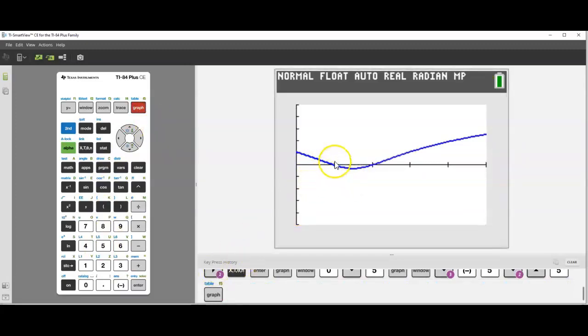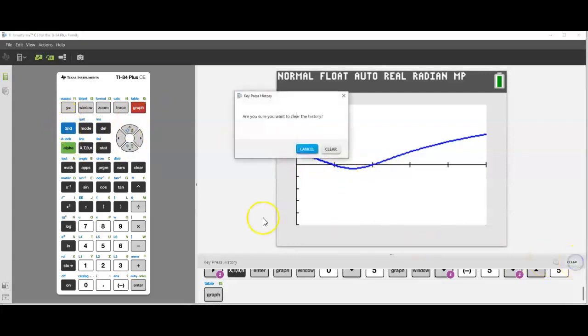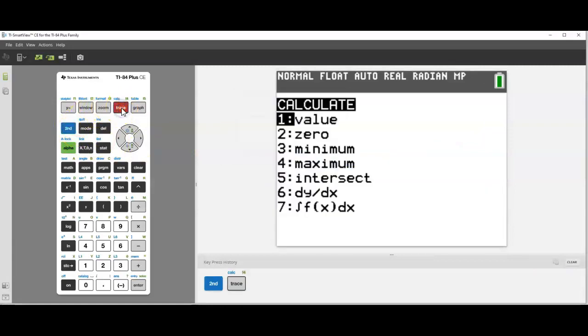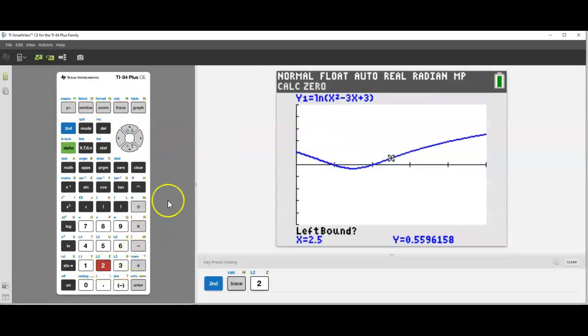But anyway, I want to find those places where it's touching the x-axis, because where this velocity function is touching the x-axis, that's where the derivative of x is equal to 0. So how do we find where it touches the x-axis? We're going to do the following key sequence. We're going to push second, calc, and trace. You're going to choose option 2 for 0. And what you're going to do is scroll your cursor until it's to the left of the intersection point that you want. So let's say I want to find this root right here.